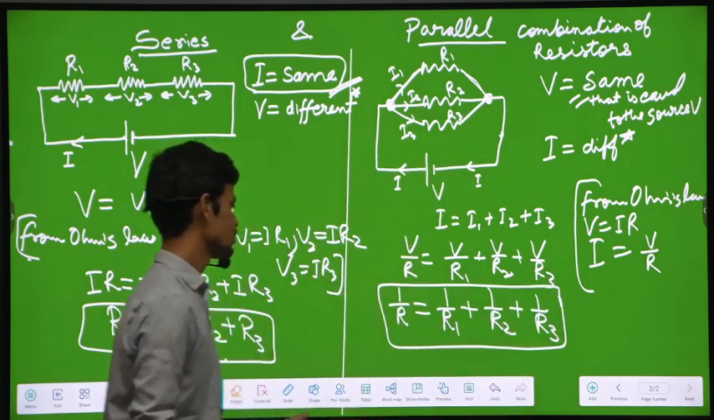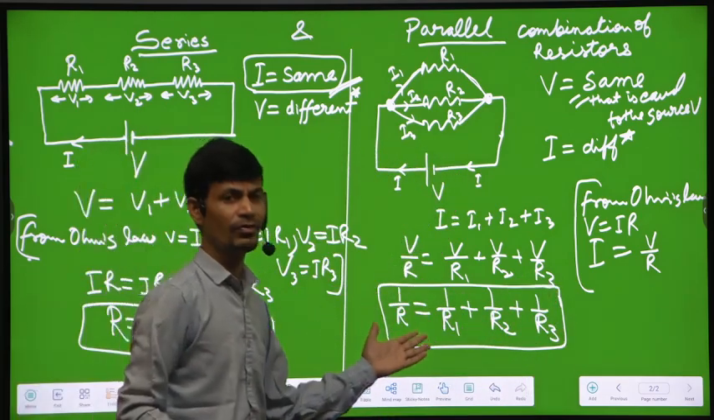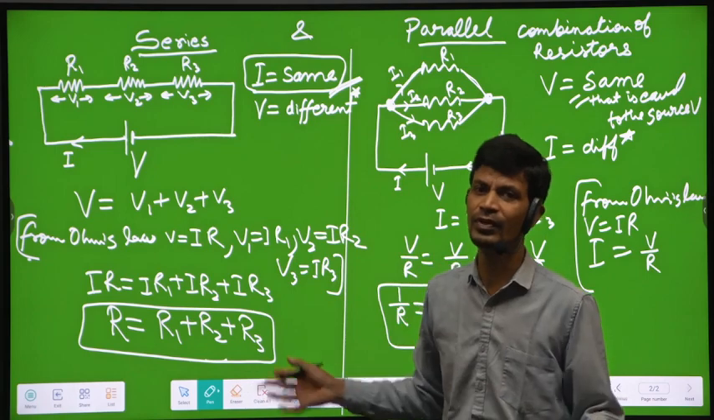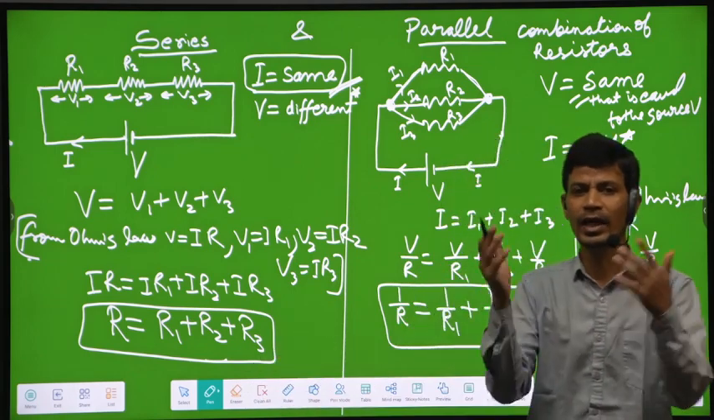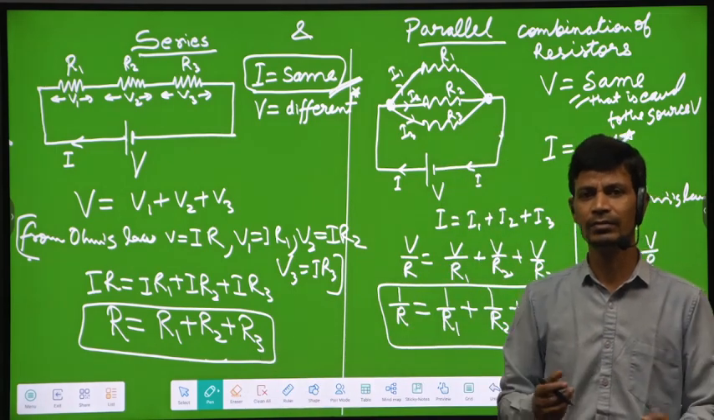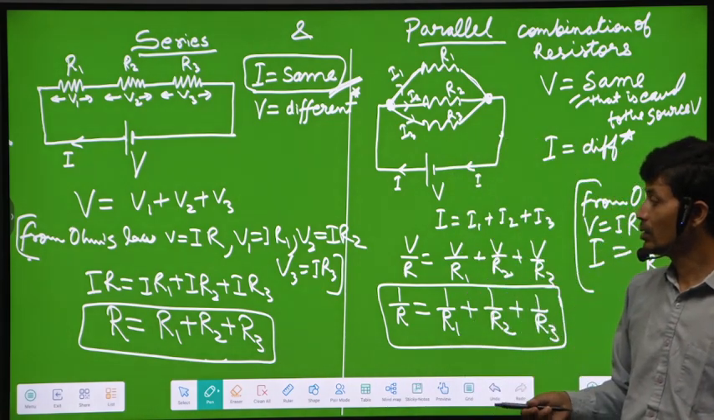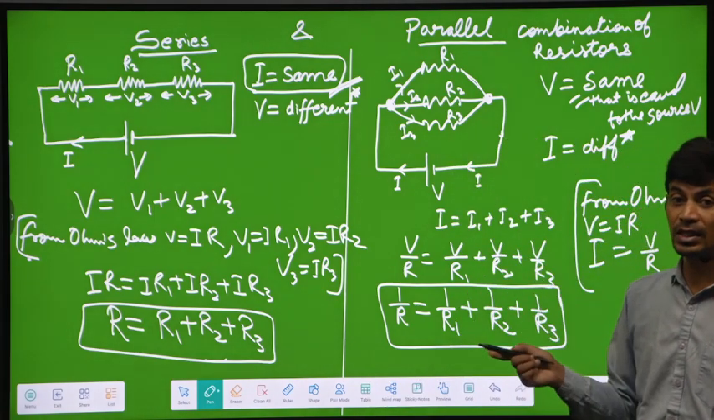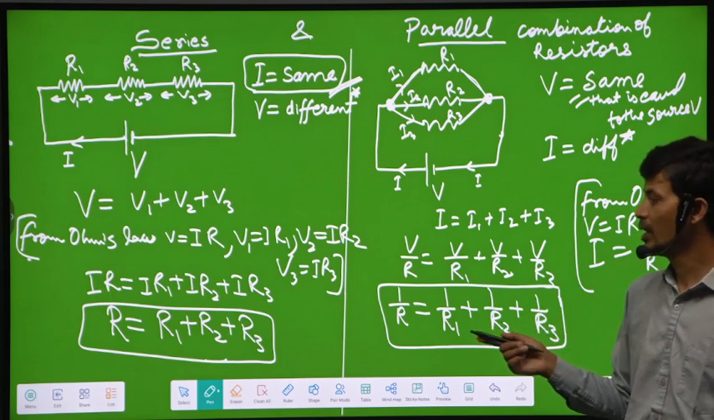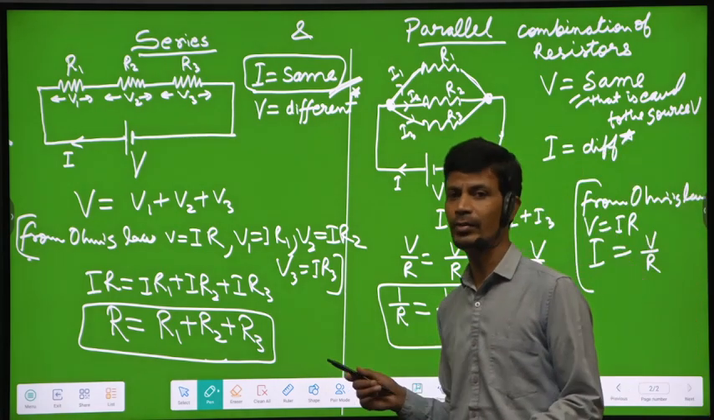Remember, this is how we can say, not all the time if there are resistors, we can add them all randomly, arbitrarily. We have to see whether they are in series or in parallel, and then we can solve them accordingly.